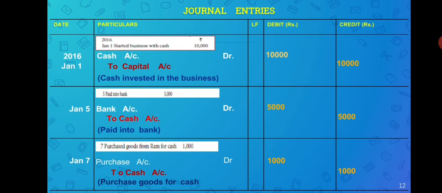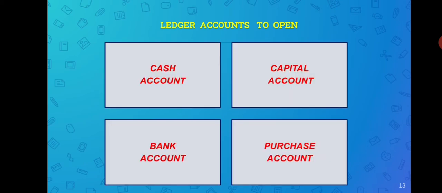Next, we want to open the ledger book for posting these accounts in the ledger. Before that, we have to identify what are all the ledger accounts to be opened. So we have to open cash account, capital account, bank account, purchase account. Okay, the 4 account தான் நம்ம first identify பண்ணணும் open பண்ணுறதுக்கு. So next step we are going to do the posting.